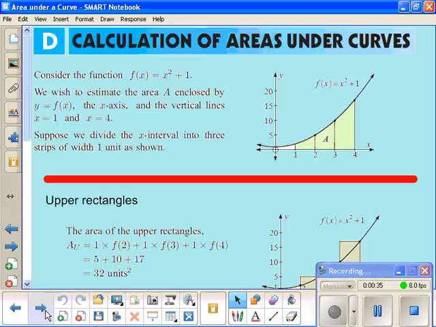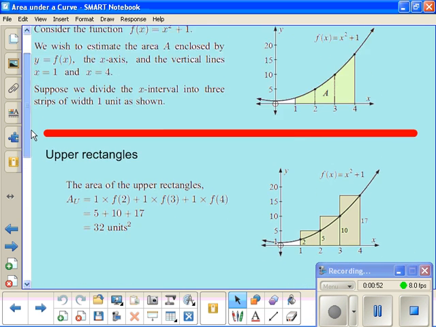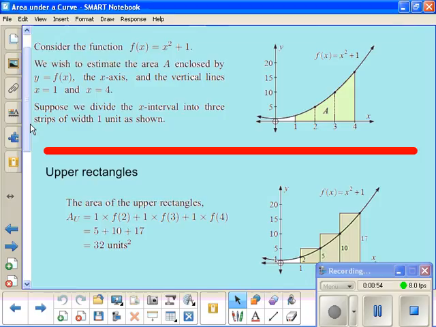Calculation of area under curves. When we start talking about calculation of area under a curve, we basically introduce it by use of what we call rectangles, because we all know how to find the area of a rectangle. So if I find the area of a rectangle, length times width, or in this case, width times height, is what we're going to work on. So we're trying to find the area of this shaded region from 1 to 4 and under that curve, okay?